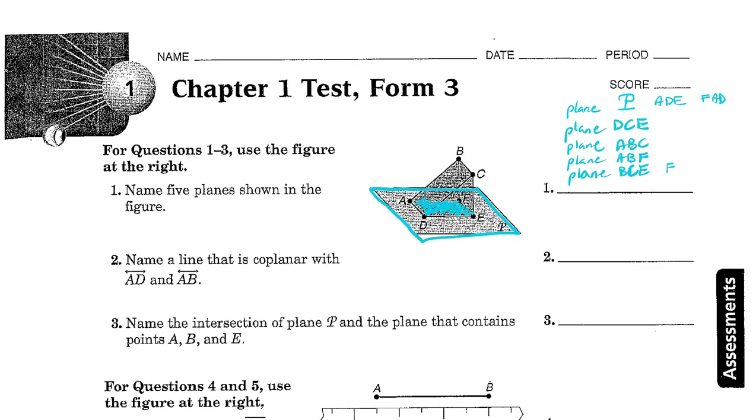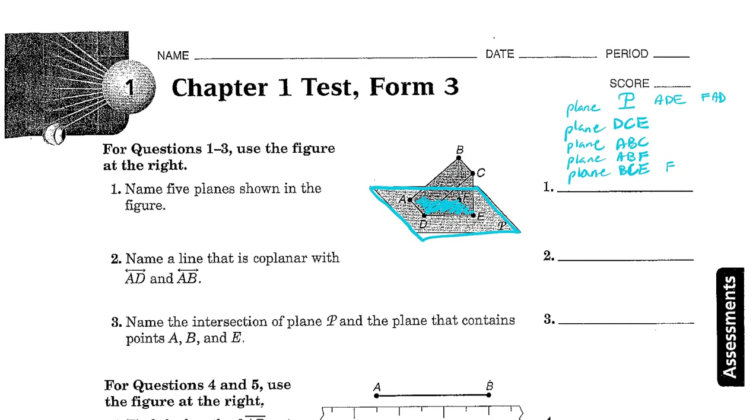Okay, next one, name a line that is coplanar with AD and AB. So AB and AD determine a plane. So AB is this line here, AD is this line here. So there's only one plane that goes through 3 non-collinear points. So let's take point A, point B, and point D. That determines a plane. The plane those 3 points determine is this. So those 2 lines determine a plane.